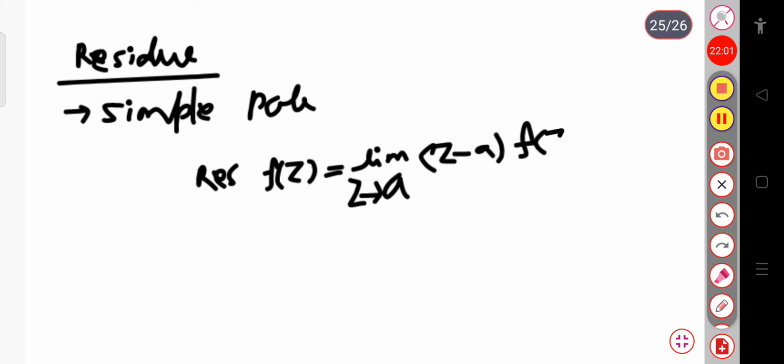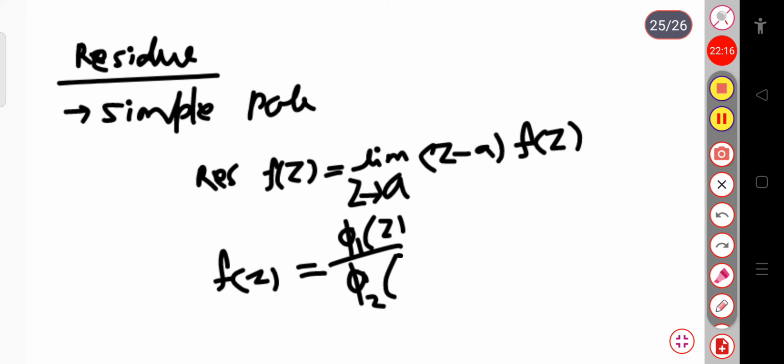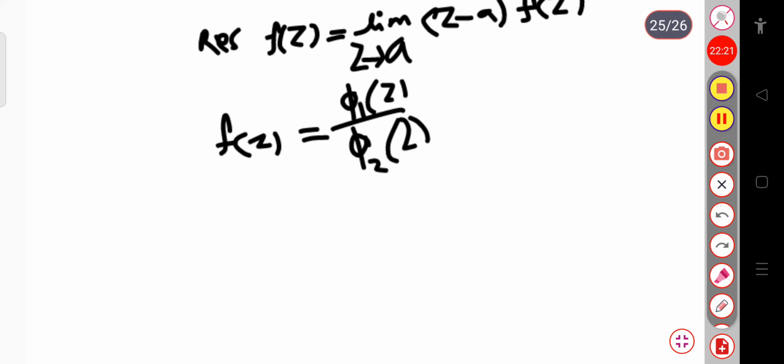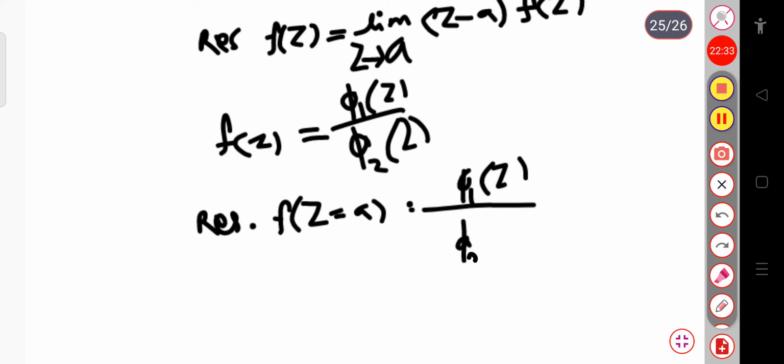So for the simple pole we have to calculate like this. Or for the simple pole, if the function f of z is in the form of a fraction, suppose phi 1 of z divided by another function, phi 2 of z, then we can calculate the residue of f at z equal to a as phi 1 of z divided by the derivative of phi 2 of z, at the point z equal to a. So this is for the simple pole, or the pole of order 1, we can calculate the residue of the function.